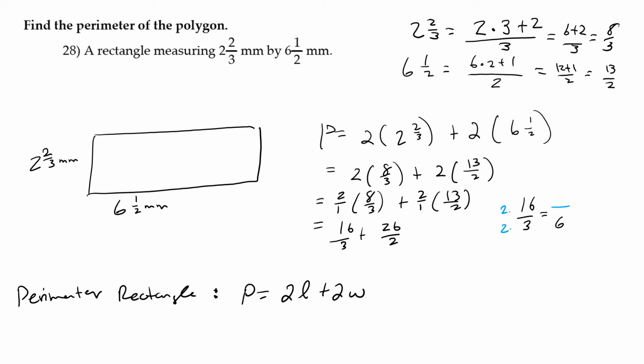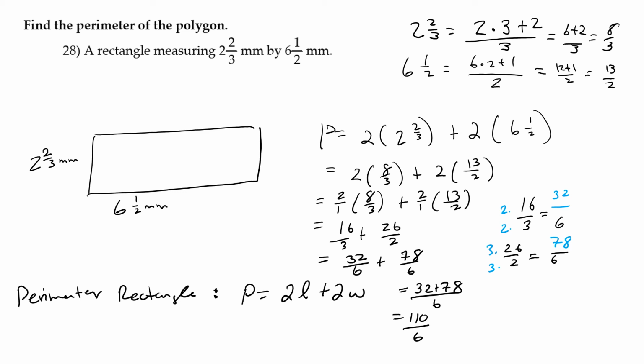So 16 times 2, it's going to give me 32. And 26 over 2, something over 6. So multiply both the top and the bottom by 3. So that's going to give me 78 over 6. So this is going to equal 32 over 6 plus 78 over 6. Now that I have a common denominator, I can add my numerators. So 32 plus 78, that's going to be 110 over 6.